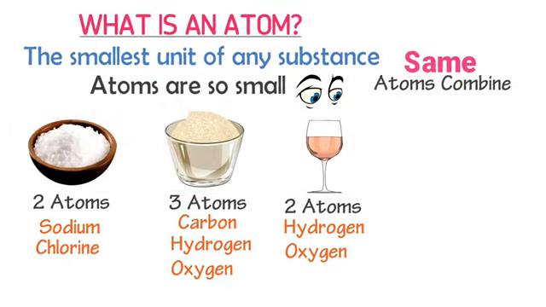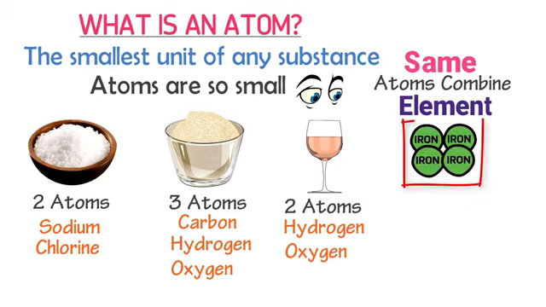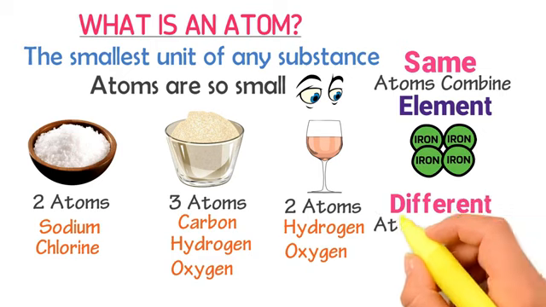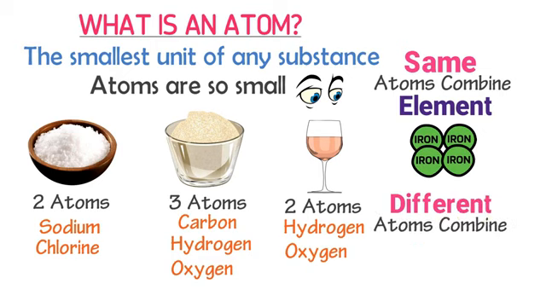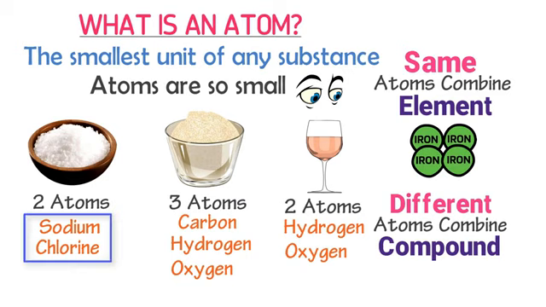Remember that when the same atoms combine together, they form an element. For example, when many iron atoms combine together, they form an iron sheet. Thus we say that iron is an element. Secondly, when different atoms combine together, they form a compound. For example, when sodium and chlorine atoms combine together, they form a compound, table salt.